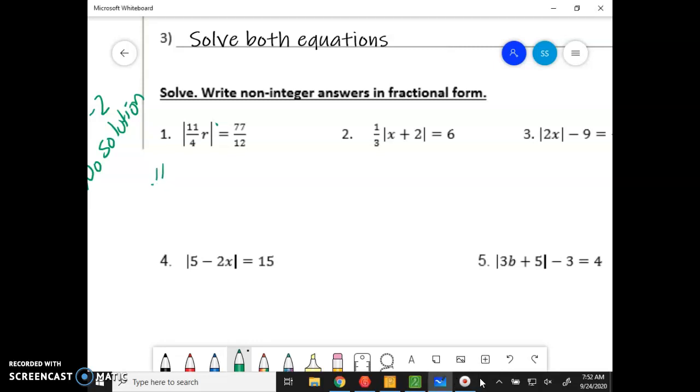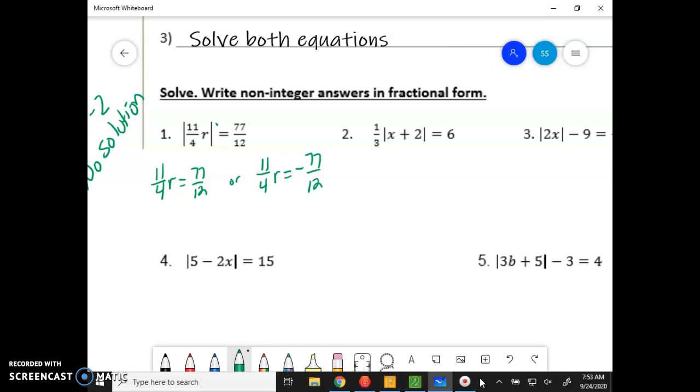Set the equation. So we're going to set whatever's inside the absolute value bars equal to the number and its opposite. That just means we're going to do 11/4 r is equal to 77/12, or 11/4 r is equal to -77/12. Okay, and now we just solve these two equations.